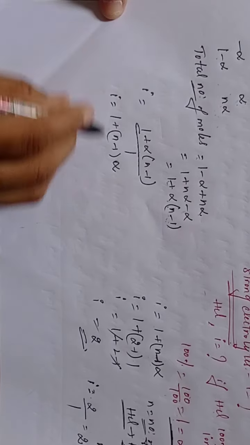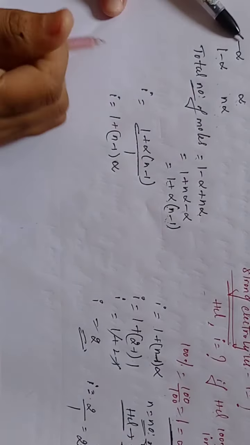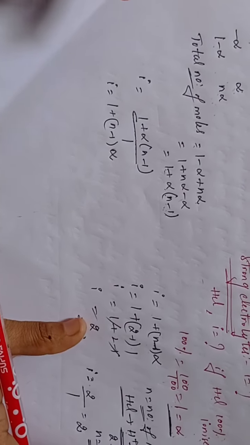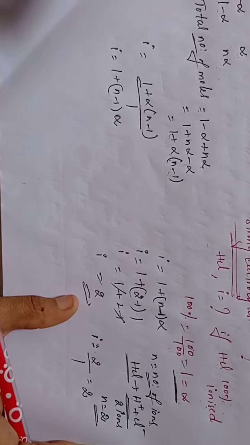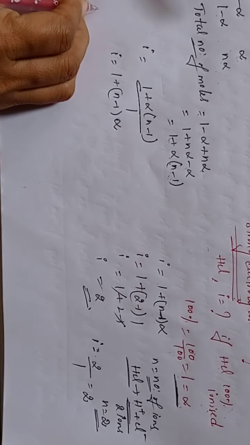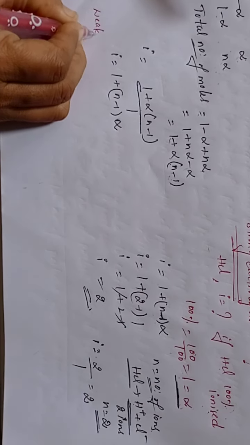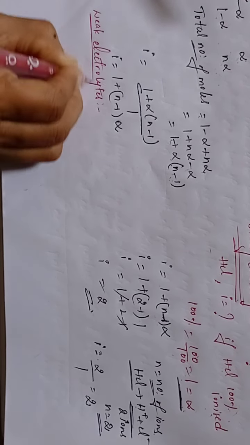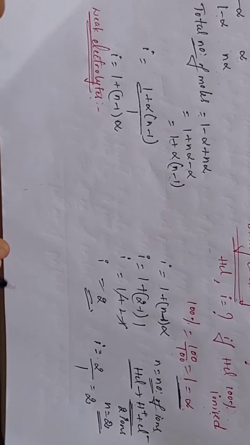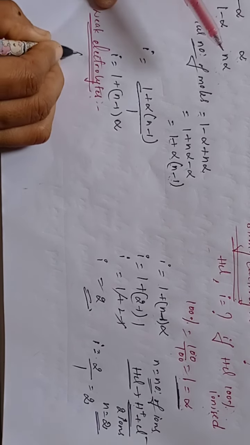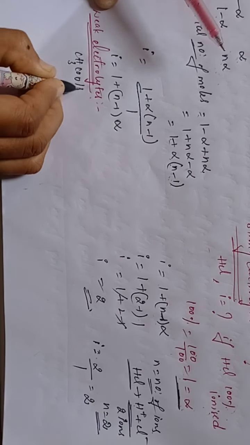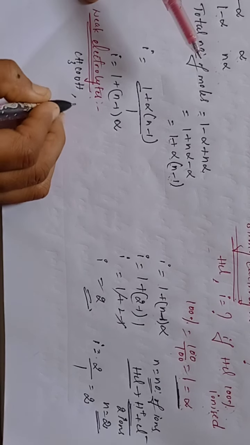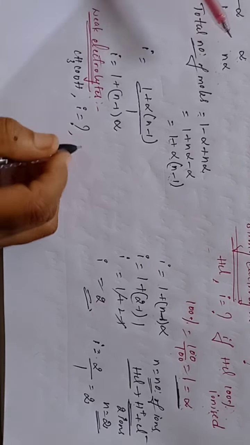This was strong electrolytes, understood? Now I am going to discuss weak electrolytes. In the case of weak electrolytes, how to take? Suppose acetic acid, CH3COOH, is given. This is a weak acid. Now for this weak acid, we should find the Van't Hoff factor, students.